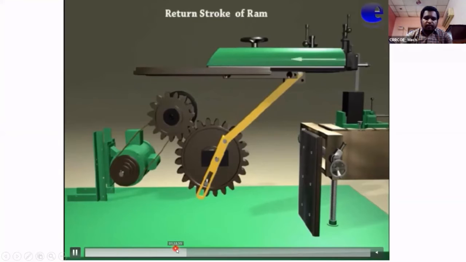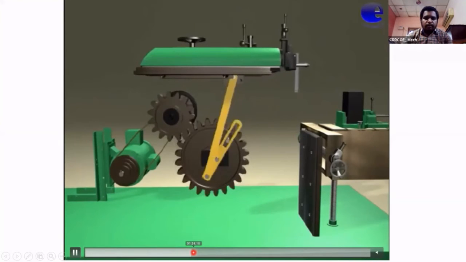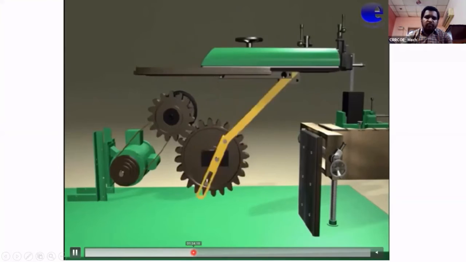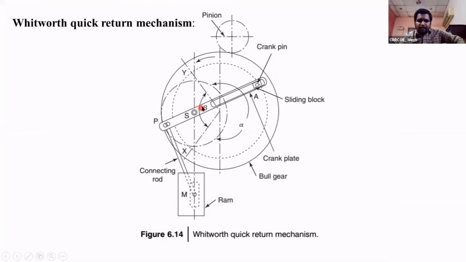This is the return stroke. This is the forward stroke. The return stroke takes less time when compared with the forward stroke, because the angle covered by the slider is less when compared with the forward stroke. See this. This is beta, the angle covered in the return stroke. Alpha is the angle covered in the forward stroke. The angle beta is less when compared with alpha.